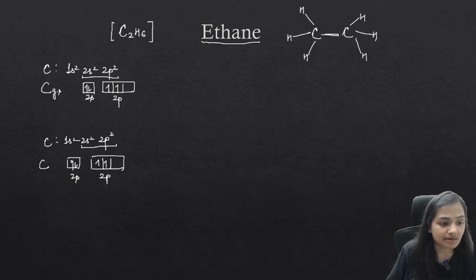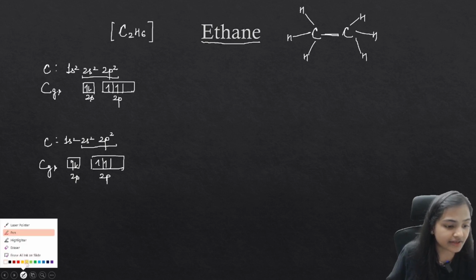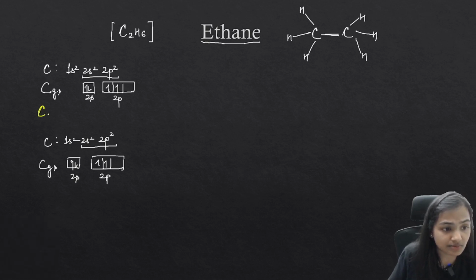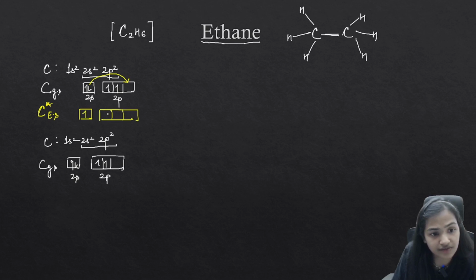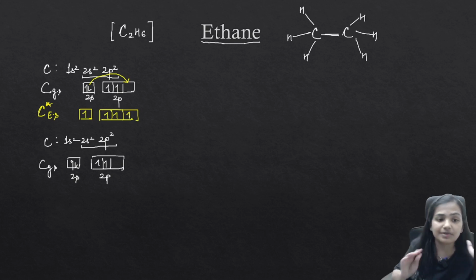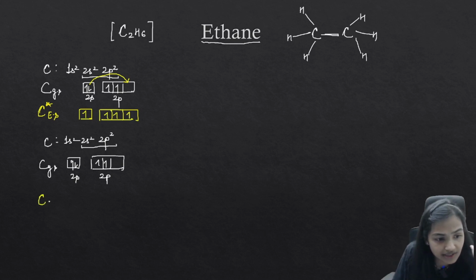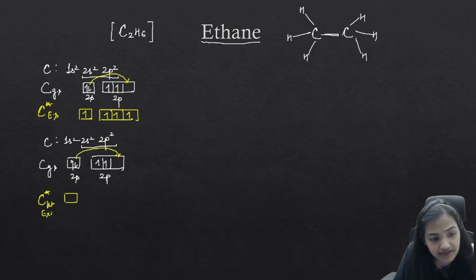Now guys, a carbon remaining in its ground state will not react. It will first undergo excitation, so carbon will go into its excited state. When the carbon goes into the excited state, one of the electrons will jump into this particular orbital, and we get this configuration. Similarly for the other carbon, this electron again jumps into this particular orbital. That is the first excited state.